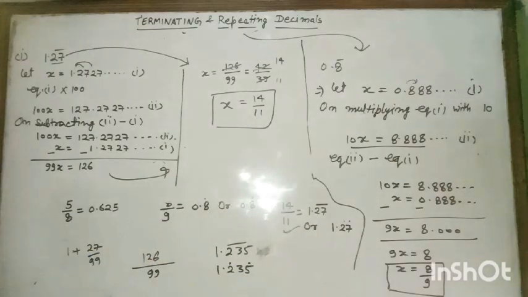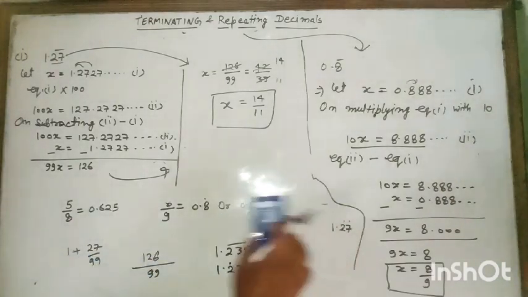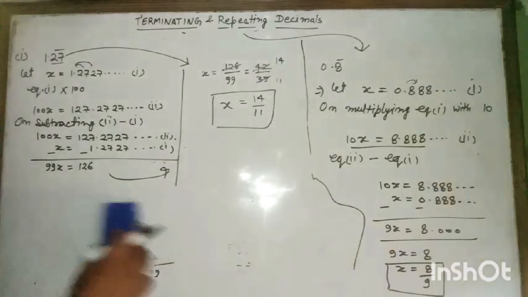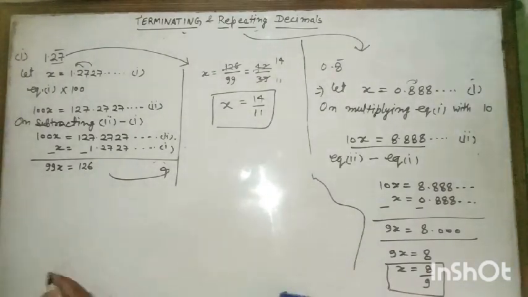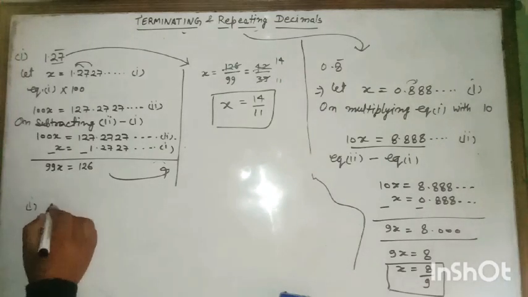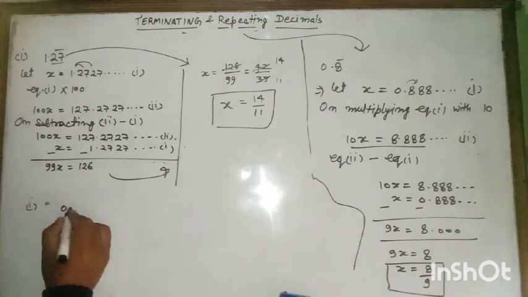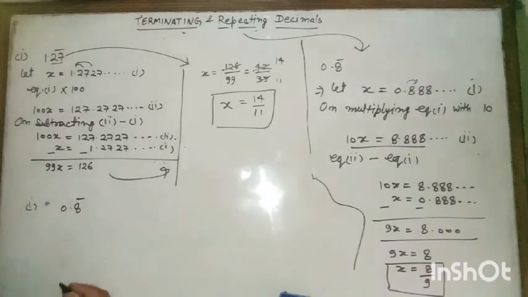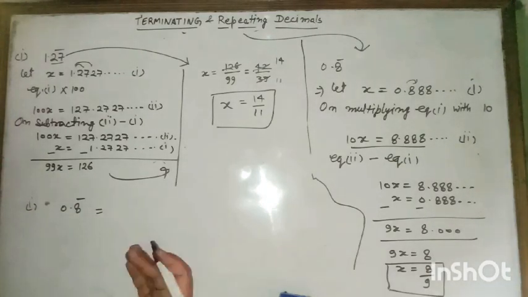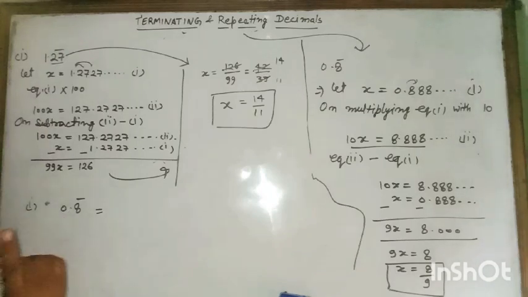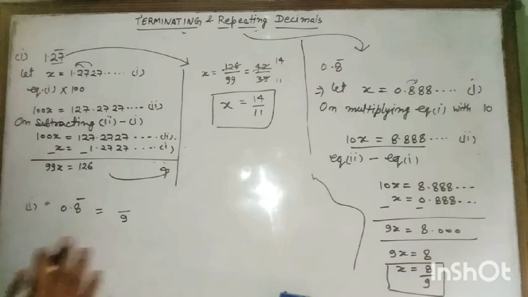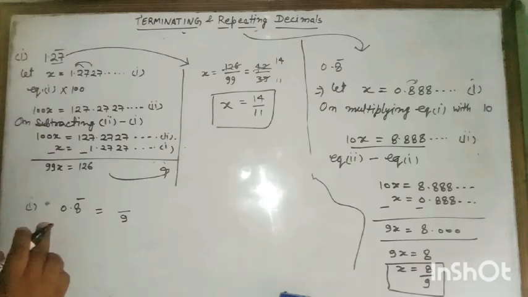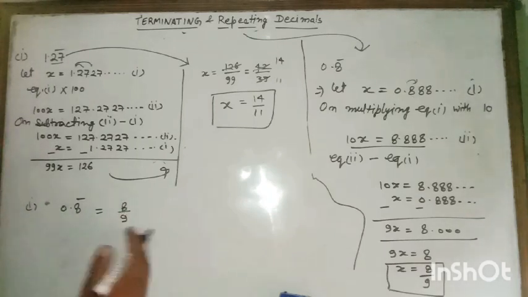One more thing that you have to know. See, there is one shortcut trick by which you can find out whether your answer is correct or not. See, the first example was 0.8 bar. One trick is this, for writing it as a fraction: after the decimal one digit is there, so you will put 9 in the denominator, and whatever the numerator is you will write the same. 8 upon 9 is our answer.